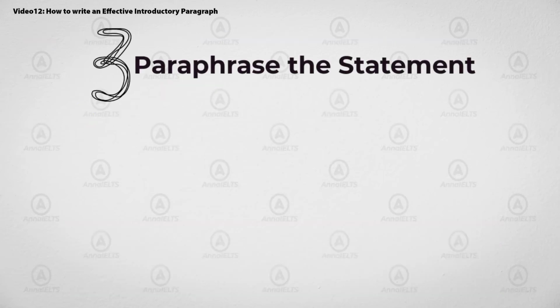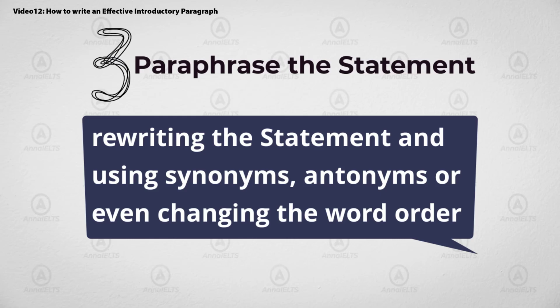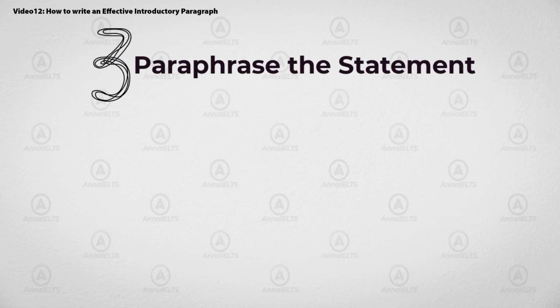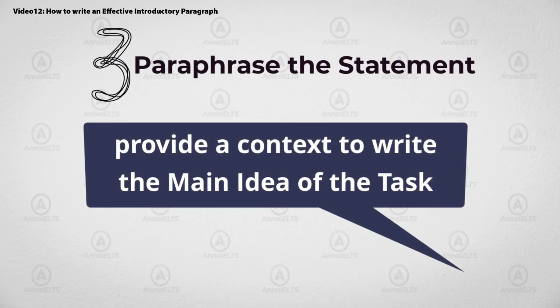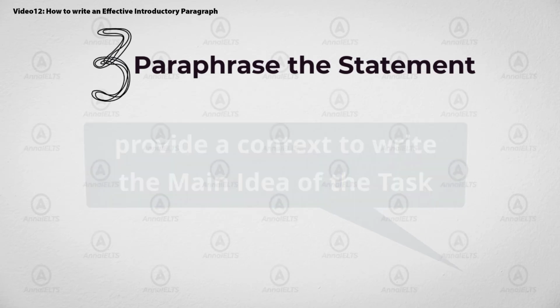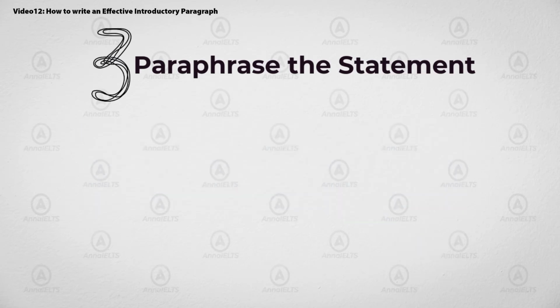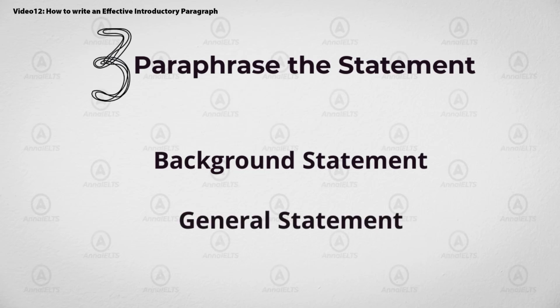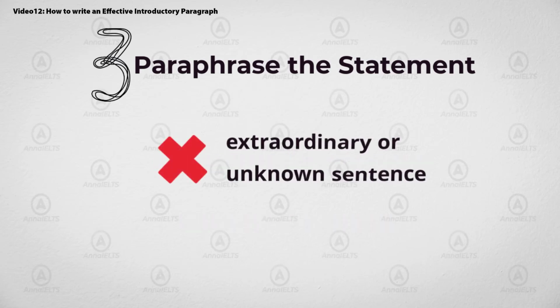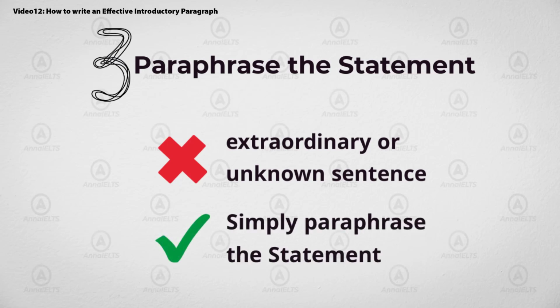The third step in writing an introduction is paraphrase the statement. This is actually the place where the first sentence of the introduction is written. By paraphrasing means rewriting the statement and using synonyms, antonyms, or even changing the word order. The purpose of paraphrasing is to provide a context to write the main idea of the task. This stage has been given several names, for example, background statement or general statement. Do not try to write an extraordinary sentence or unknown sentence. Simply paraphrase the statement. This is the best approach.